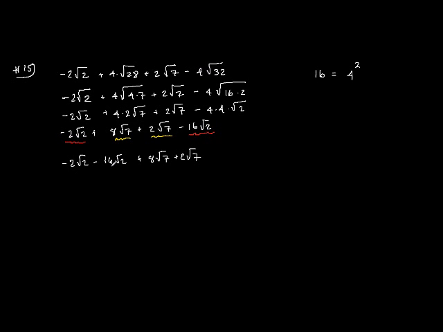And now grouping them means adding the coefficients in front. So negative 2 minus 16 is minus 18 radical 2. And then I have plus 8 radical 7 plus 2 radical 7. That's plus 10 radical 7s. And at this point, I can't reduce anything any further, so I'm pretty sure over here we're finished.